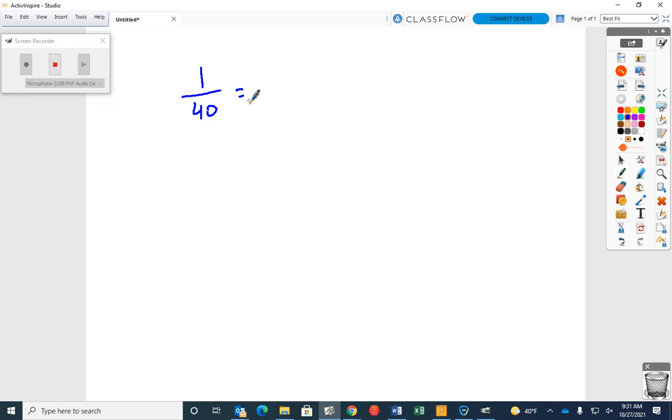All right, so let's start with 1 divided by 40. Can 40 go into 1? No, so I'm going to make it bigger, meaning I put a decimal here and a 0. Here's a problem. Can 40 go into 10? No. So I'm going to have to put a 0 up here and then add a what? Add another 0. Can 40 go into 100? How many times can 40 go into 100?